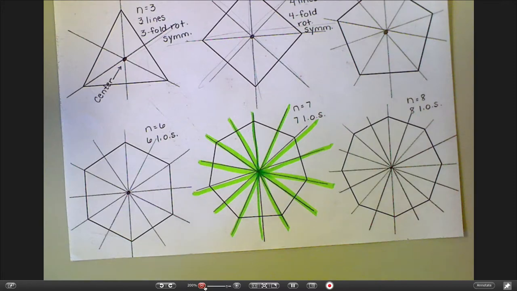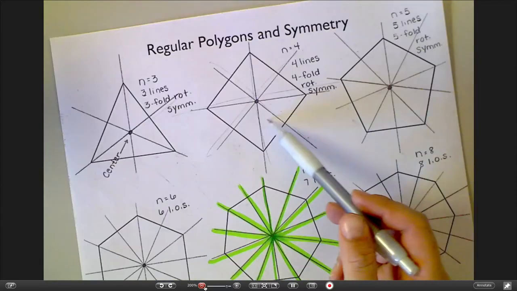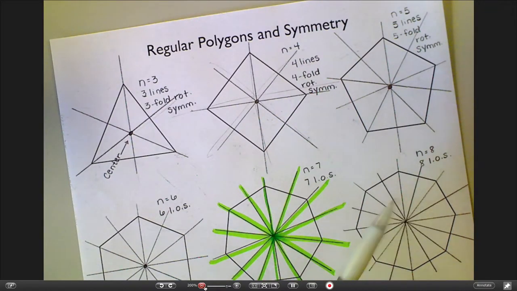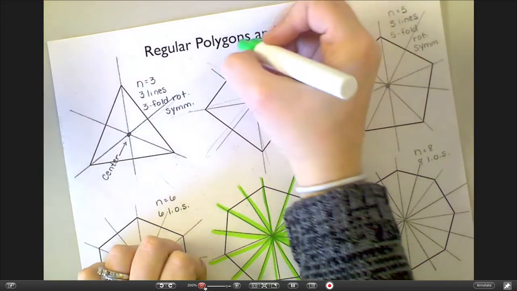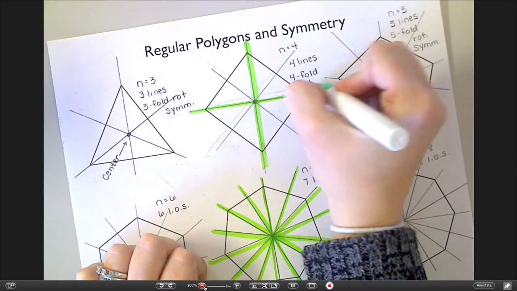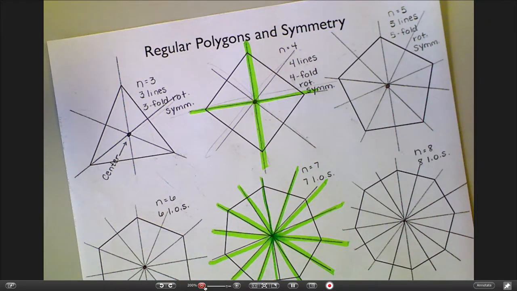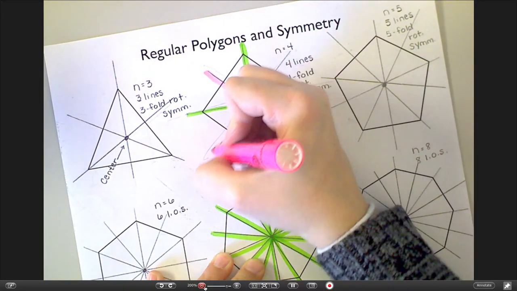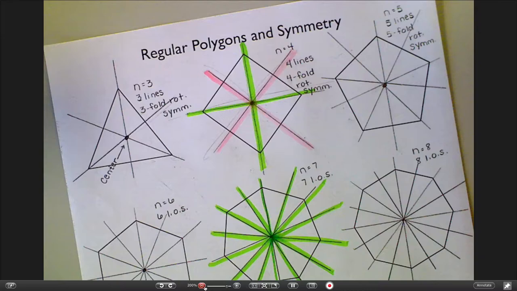What do you notice about the location of the lines of symmetry? Let's start with the square. Where do the lines go, Rachel? It bisects every angle. So we have lines of symmetry that go from vertex to vertex. And then we also have ones that bisect the sides, so there and there. And those are actually perpendicular bisectors.